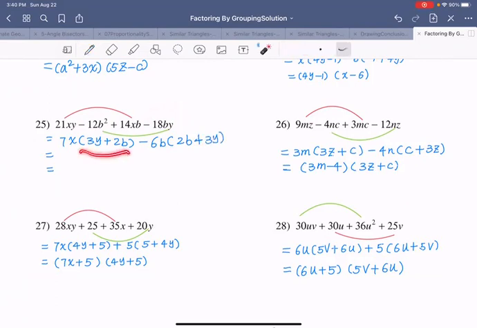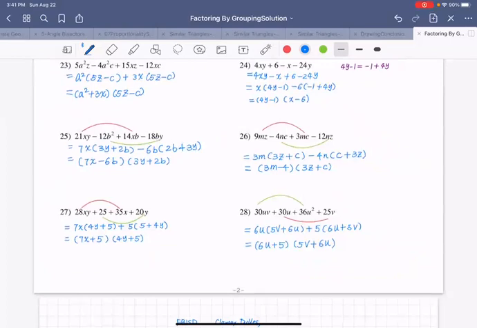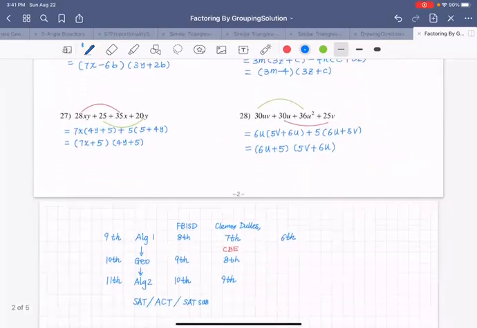So these two are the same. You can take it out: 3y plus 2b. Take it out. And then we do the first two terms: 7x minus 6b. Yes. Make sense now? Okay. All right. This is all about factoring.